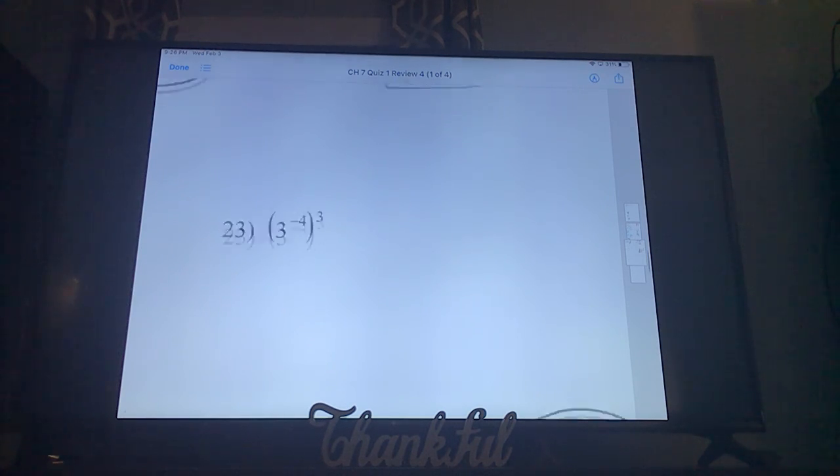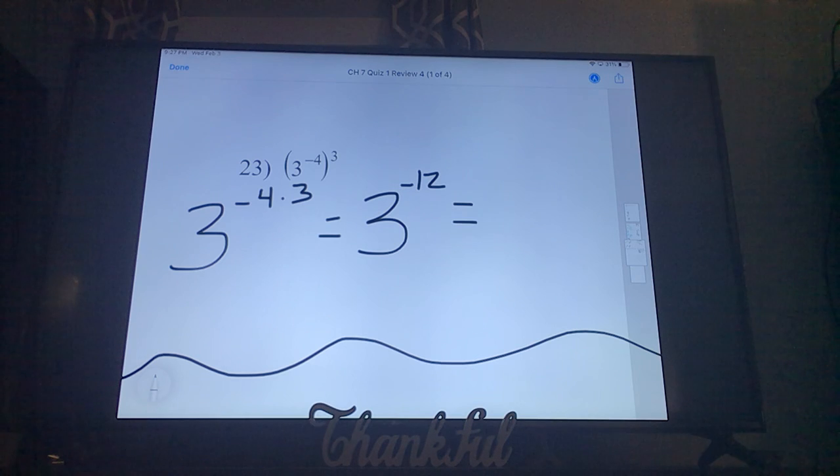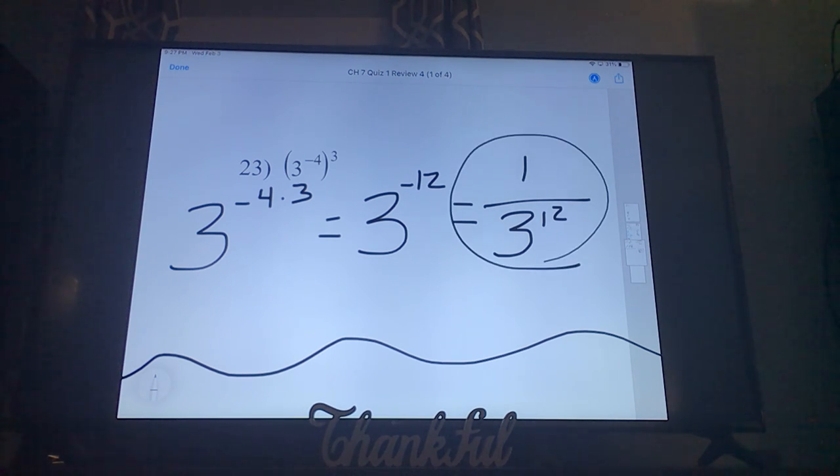Okay, look at 23. We keep the big and we multiply the little. So you're going to have negative 4 times 3. Well, negative 4 times 3 is going to be negative 12. Well, we do have negatives, so the negative's got to go on the bottom, and we put a 1 on top. So you're going to have 1 over 3 to the 12th.